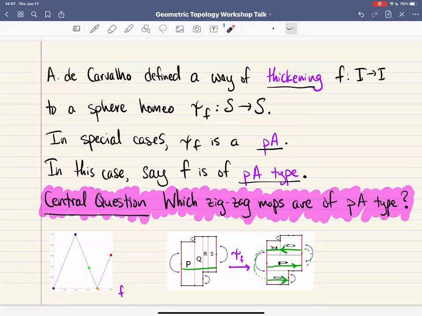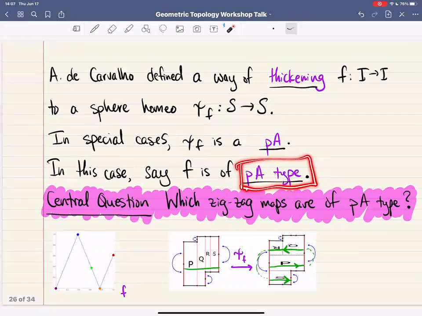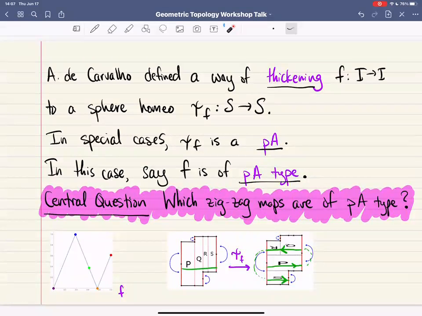Okay. If the process does work, so if you do get a pseudo-Anosov out at the very end, then we'll say that the zigzag map you started with is of pseudo-Anosov type. Okay. These two pictures that I showed you earlier in the talk, they are sort of the before and after for an example of this procedure. On the left is a zigzag map, and on the right, this is actually the pseudo-Anosov that one obtains by thickening this map.